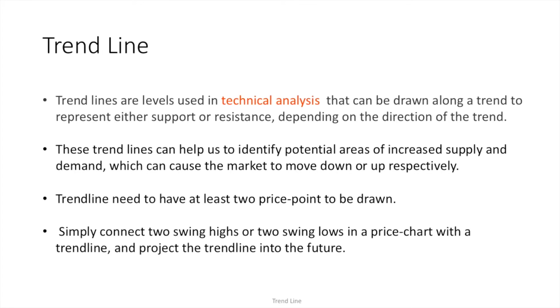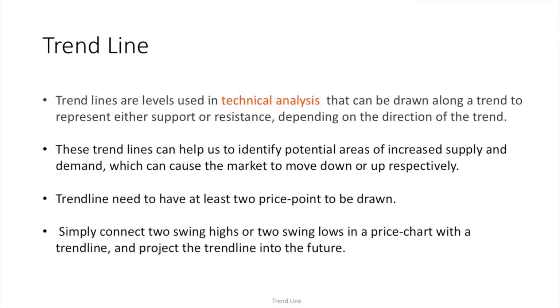Trend lines are a level used in technical analysis that can be drawn along a trend to represent either support or resistance, depending upon the direction of the trend. Most important is that we have to draw it along with the trend. This trend line can help us identify a potential area of buyers or sellers, where supply and demand are there, that will cause the market to move up or down.